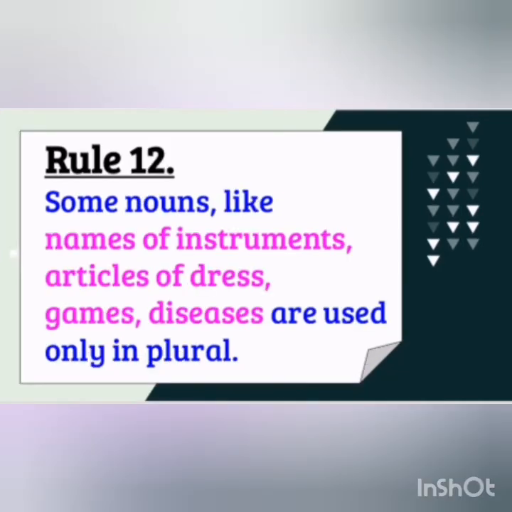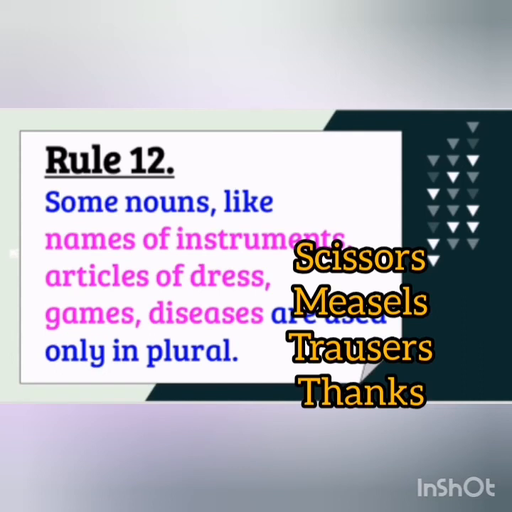Understood? Now coming to the 12th rule, some nouns like names of instruments, articles of dress. Articles of dress means the things that are used to join or stitch the dress, which are in pair or which are joined together, means two. Games, diseases and others are used only in the plural form. Like we never say scissor, it is scissors. Measles is a disease, so we never say measle, the correct word is measles. Like trousers. Thanks, we never say thank, the correct word is thanks.